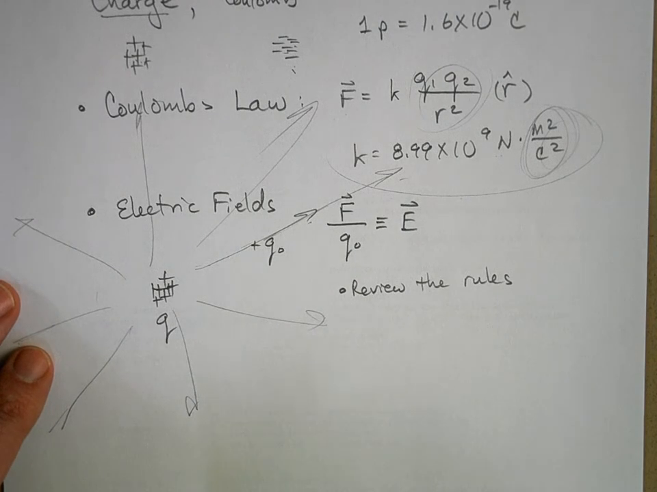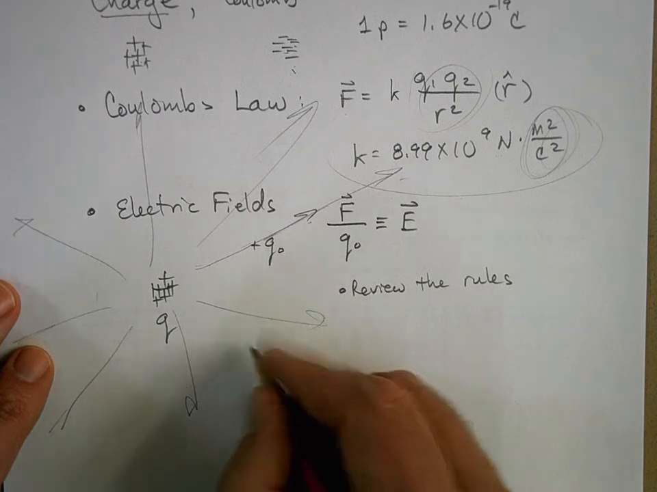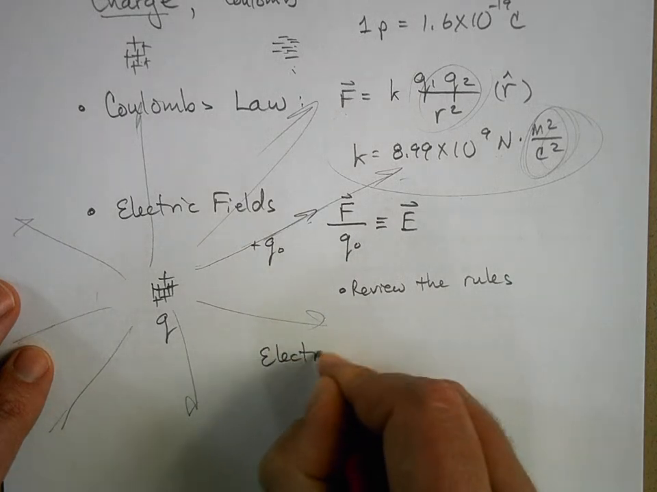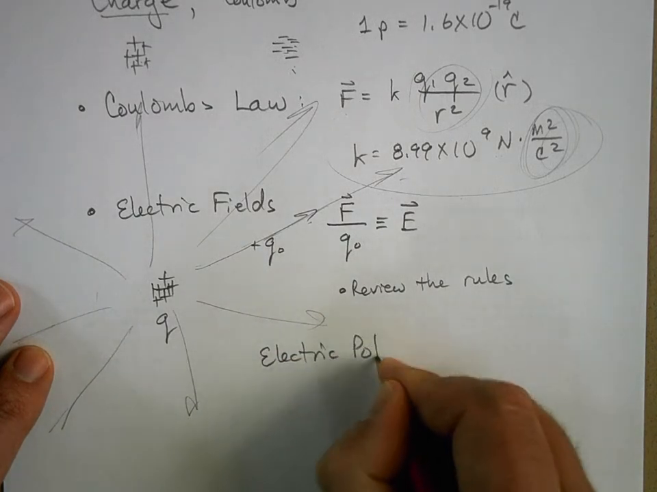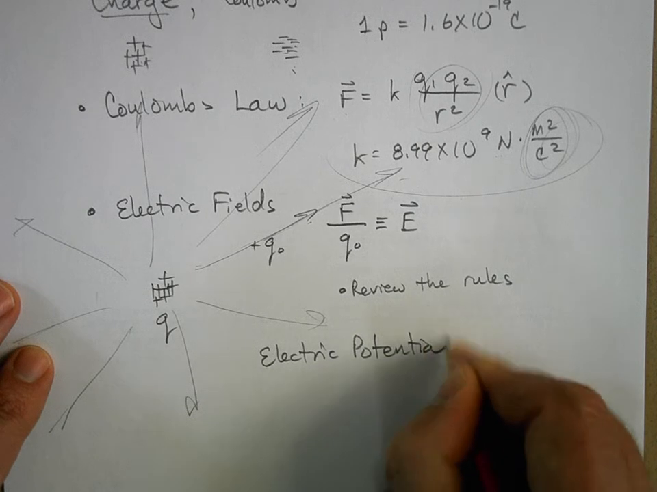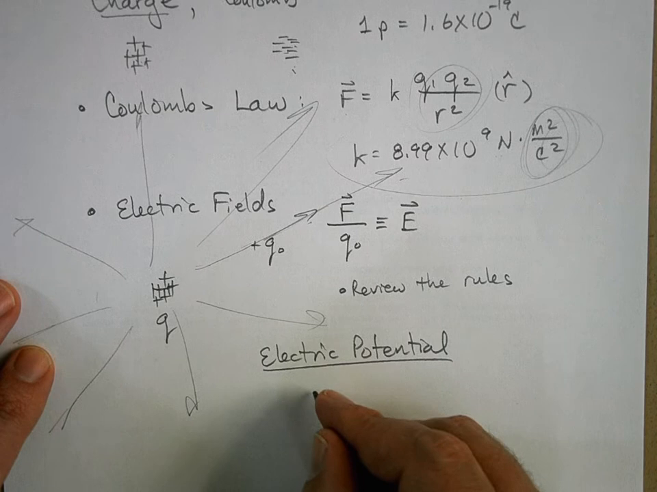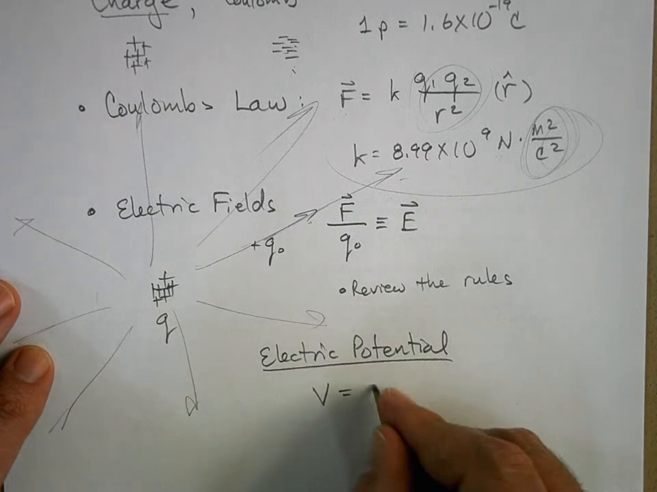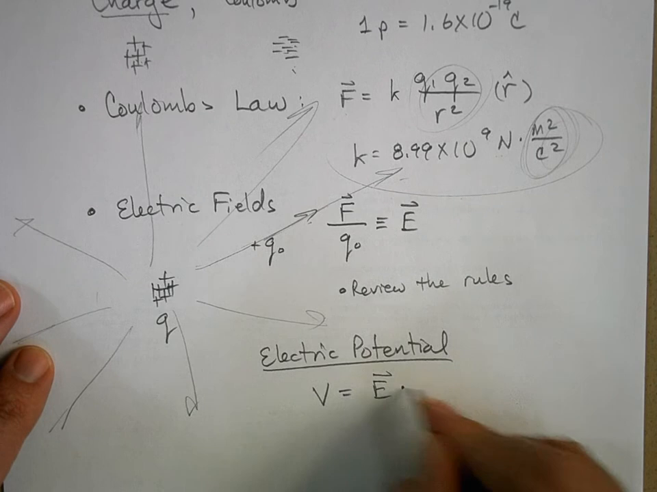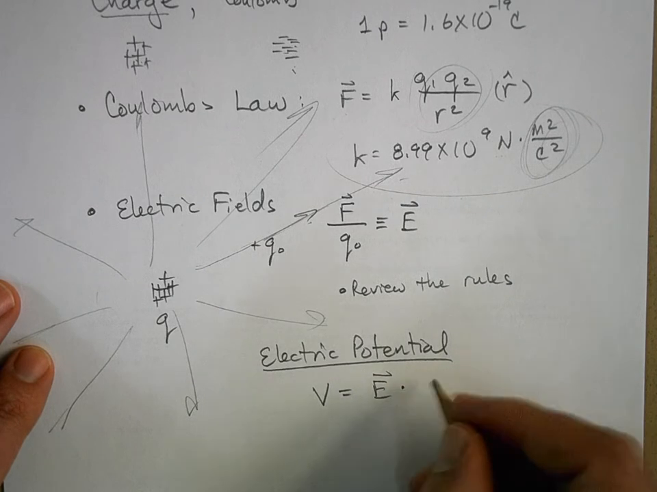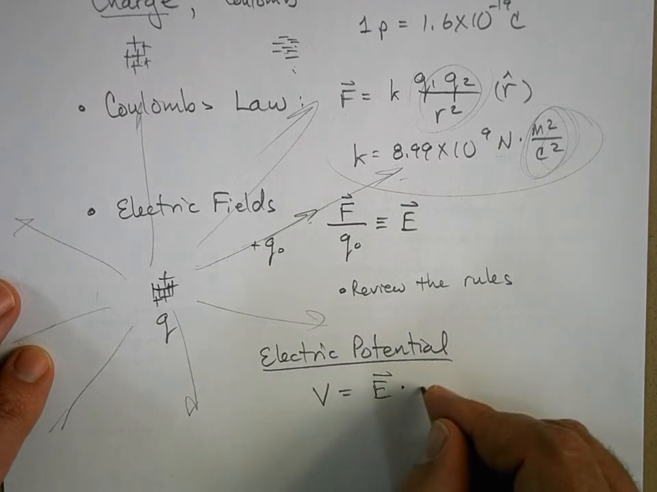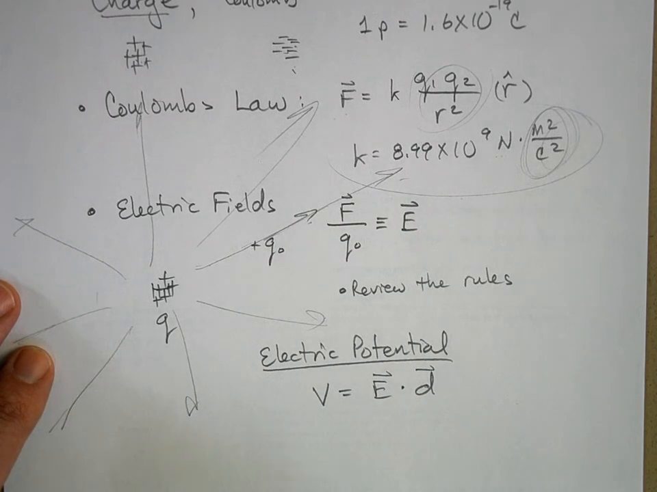Now, from electric fields, we define electric potential, which is another way of saying voltage. The electric potential, V, is equal to the electric field dotted with the displacement. I'll just call it E times D. I'll use the D, that's what the book uses. I don't like using D for displacement, but there you go.